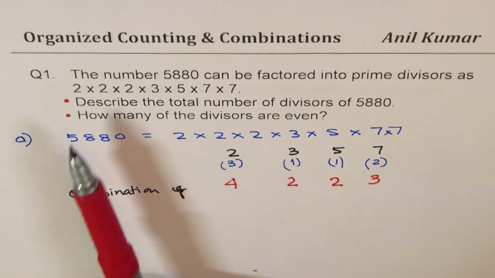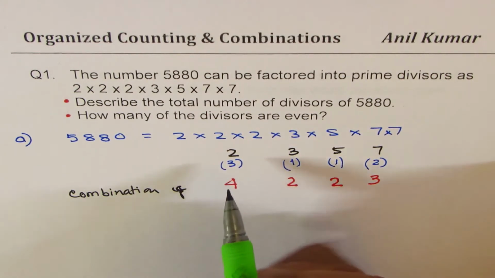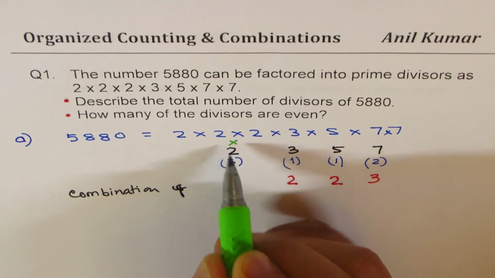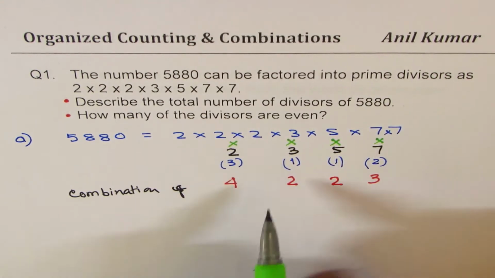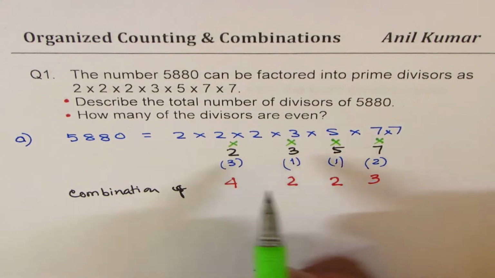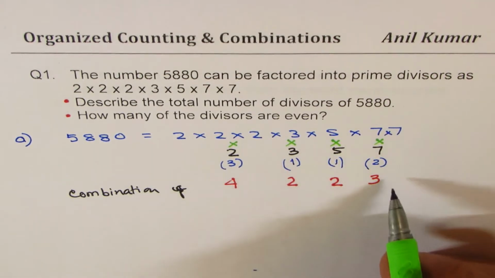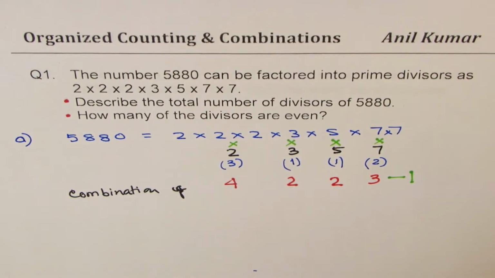Now when we say describe total number of divisors, then one of these combinations is that you do not select one, right? So you do not select this, you do not select this, do not select this, do not select this. That means you make no selection. That is also a combination. We call it a null set. So we have to take away that one. Is it okay?